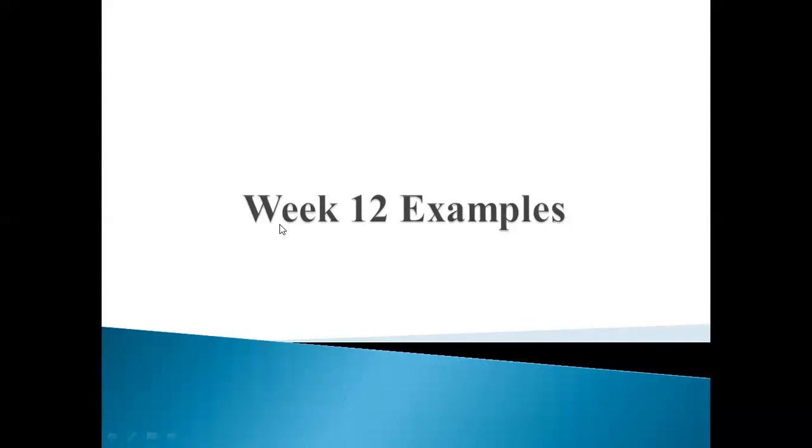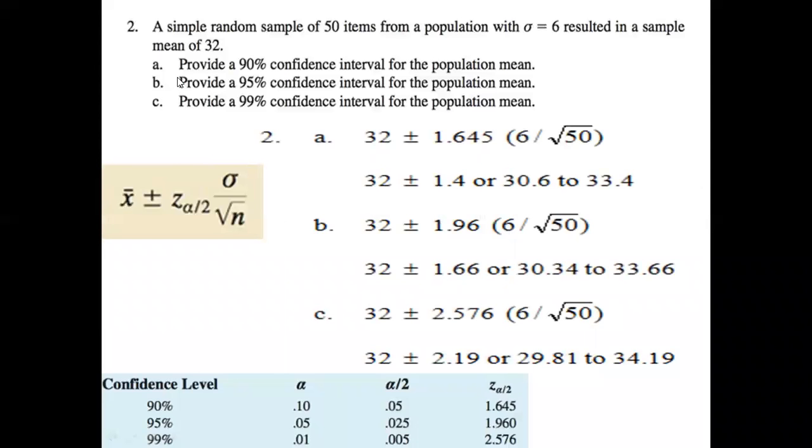Okay, let's look at week 12 examples. So our first one: a simple random sample of 50 items from a population with sigma equals 6 resulted in a sample mean of 32. Provide a 90% confidence interval for the population mean, a 95% confidence interval, and a 99% confidence interval.